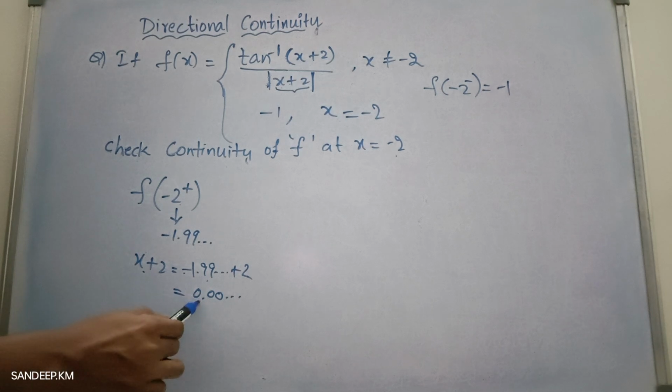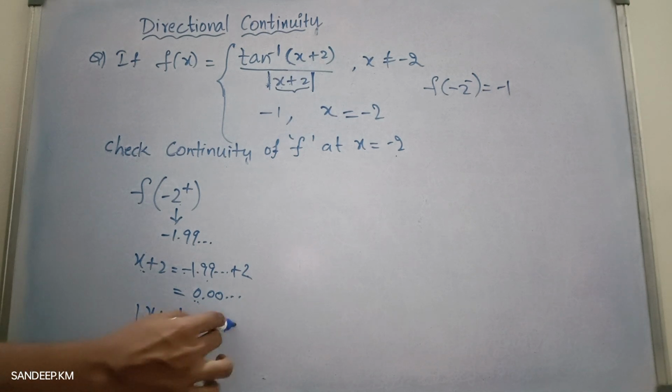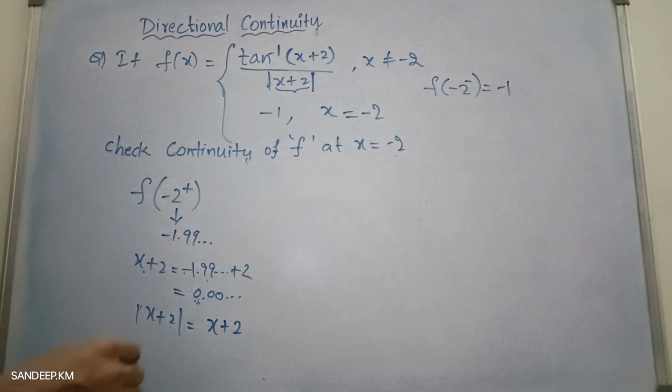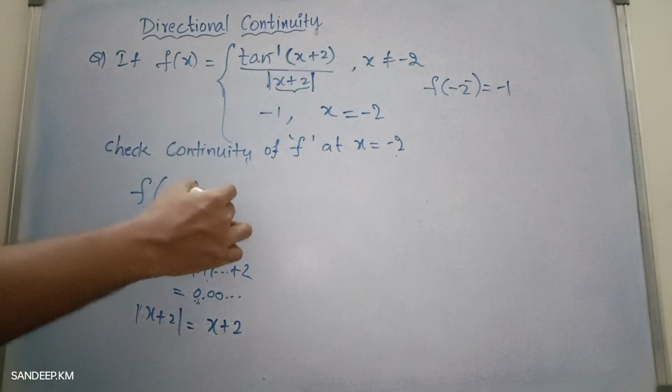Obviously x plus 2 is a positive value. Since x plus 2 is a positive value, mod of x plus 2 will be equal to plus x plus 2. If it is a negative value, I should have kept minus before x plus 2. But it is a positive value now. So if I remove the modulus, I'll get plus of x plus 2. Now if that is the case, then what happens here?